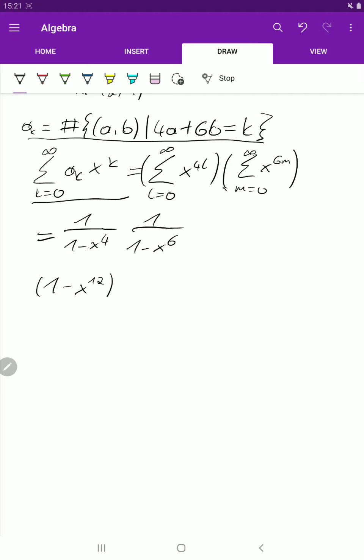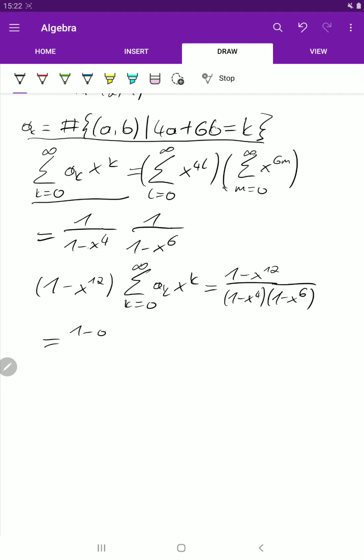So we look at 1 minus x to the 12, and then the series we started with, and well, that's now just 1 minus x to the 12 divided by 1 minus x to the 4 and 1 minus x to the power of 6. Now we can rewrite this. You can check that this is 1 minus x squared plus x to the 4 divided by 1 minus x squared. And well, now we use again the geometric series, so we get 1 minus x squared plus x to the power of 4, and then the sum from 0 to infinity of x to the 2k.